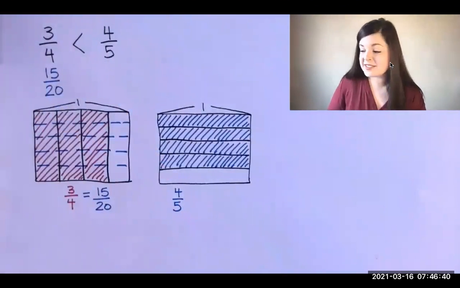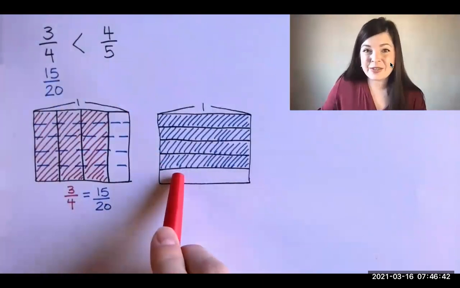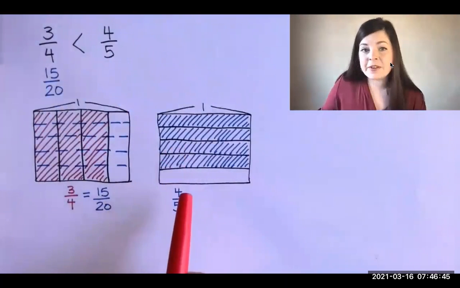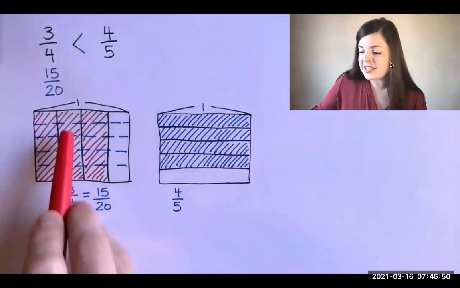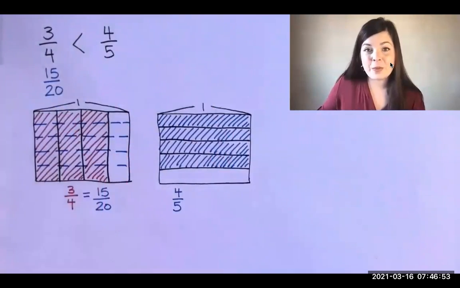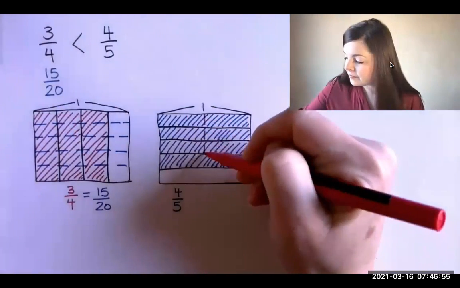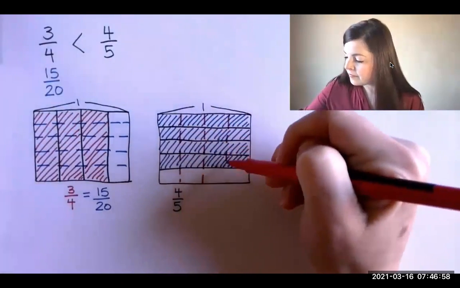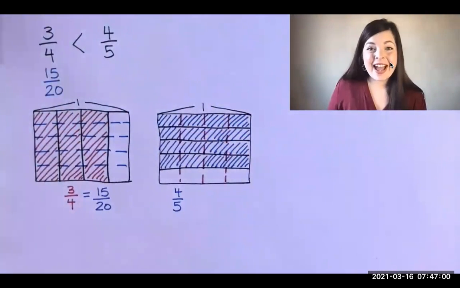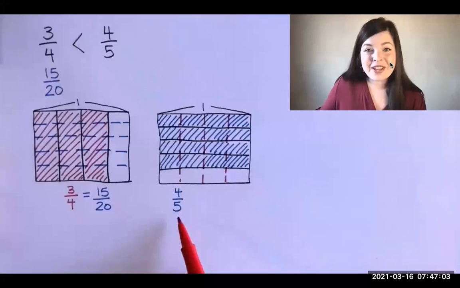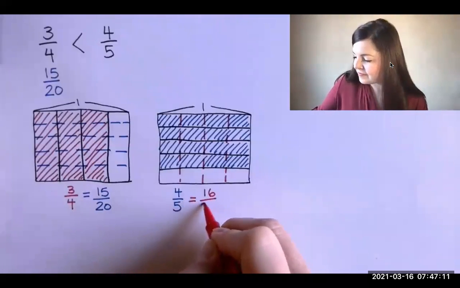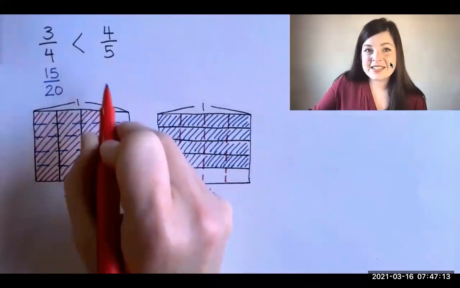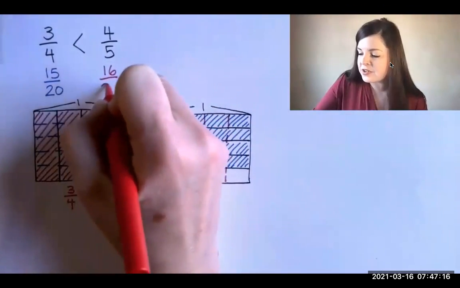Now we need to make 20ths in our other area model since we're making like units. So we'll partition our fifths vertically into 4 equal parts, just like we can see in our other area model, we had those 4 equal parts to start with. So now, how many 20ths are equal to 4/5? 16 20ths are equal to 4/5. And again, I'll write 16 20ths up here underneath 4/5.